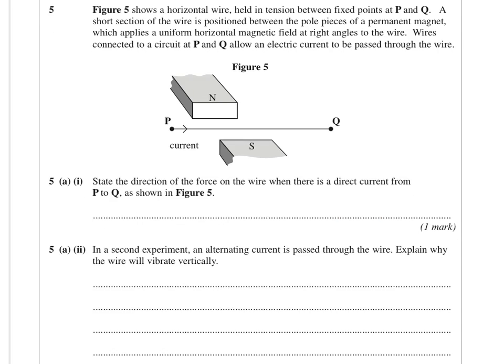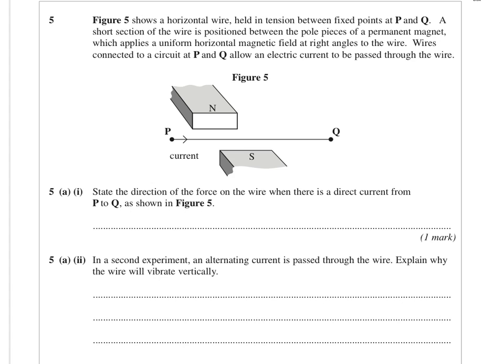Alright, final question. We've got some magnetic fields and probably some induction later on, no doubt. There aren't too many papers without the induction. Okay, state the direction of the force on the wire when there's a direct current from P to Q as shown in the figure. So the field is going from north to south. The current is going from P to Q. So therefore, using Fleming's left-hand rule, it's going to be down.